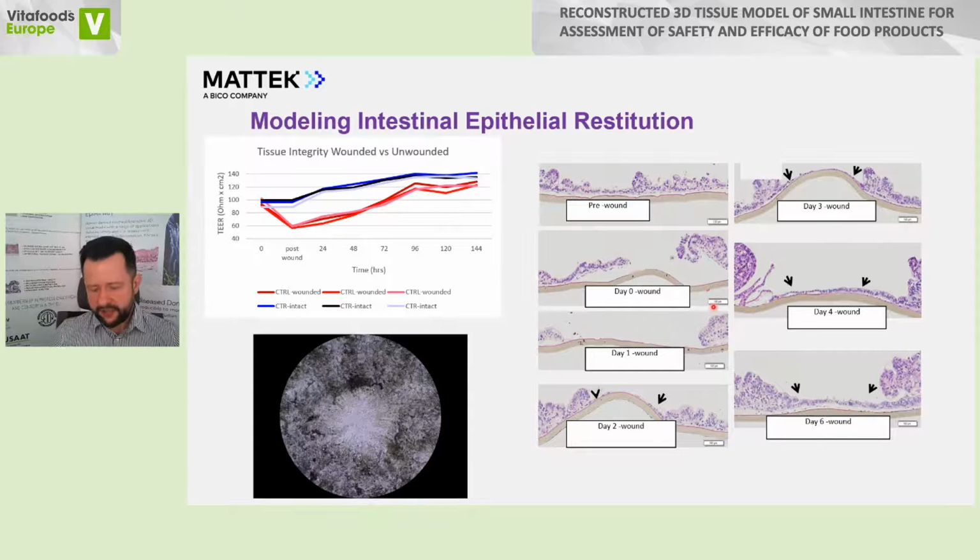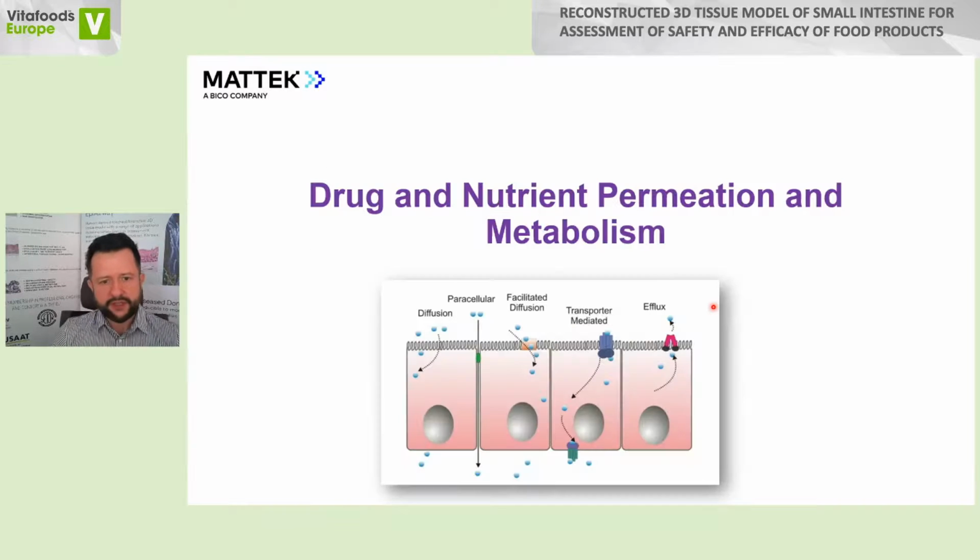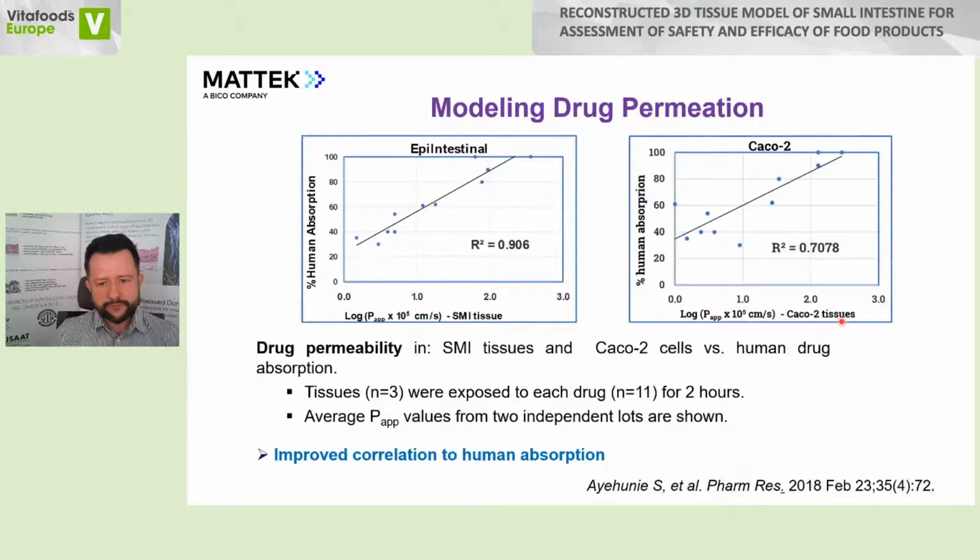You can see the same process also here in the histology. So now to probably the most studied area, the nutrient permeation and metabolism. You can see here a study by one of our collaborators. They were looking at the usability of this model to study drug permeation, and they were comparing it to the model which is well established in their lab, which is based on the cell line CACO2. This is also used by many other labs.